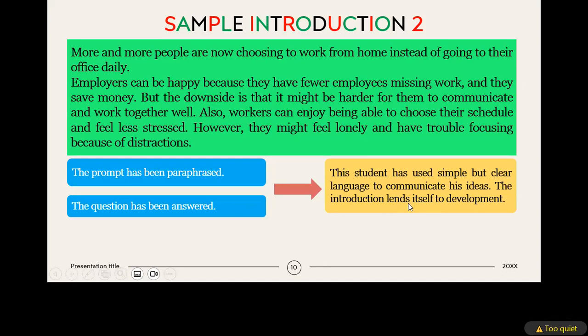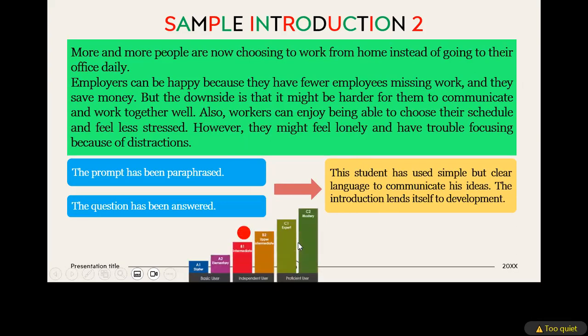Now, the introduction lends itself to development. This is the most important thing. It leaves things in the paragraph that will grab the reader, who will ask questions. For example, when he says employers can be happy because they have fewer employees missing work, the reader will say, why, how is that? This is what is called: the introduction lends itself to development. It has things that make the idea develop further later. Okay, now if I want to give a score to this person, I will give him somewhere between B1 and B2. Not less than that.